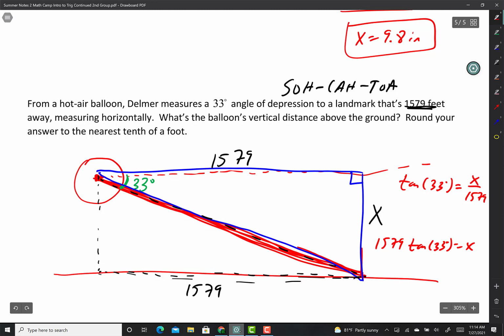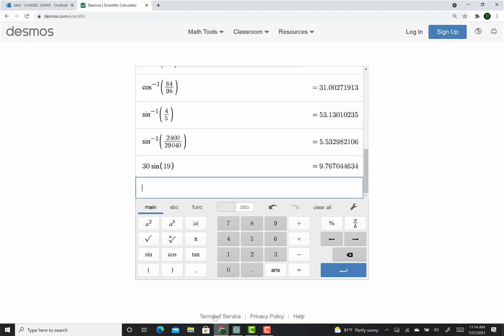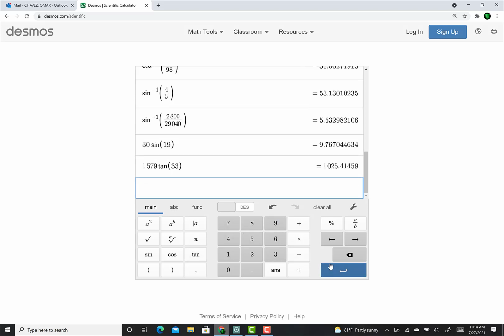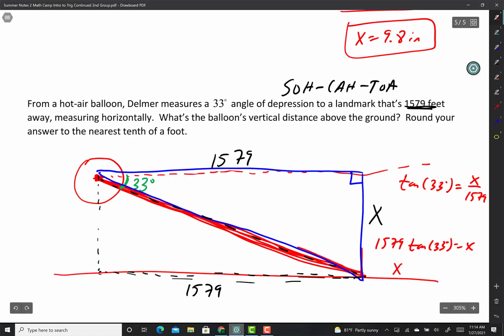And I type that into my calculator, guys. So here we go, 1579 tan 33. 1,025.4, and I need units. Feet.